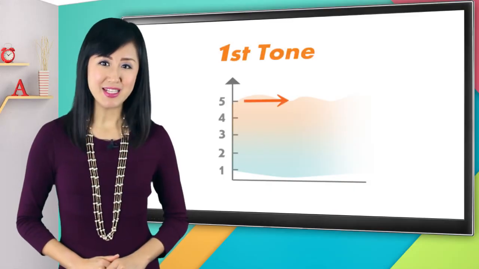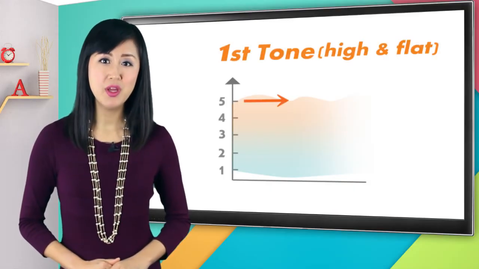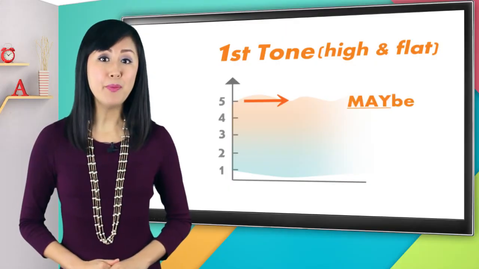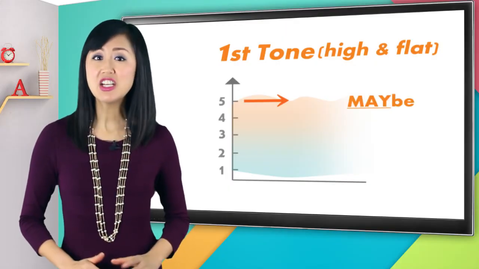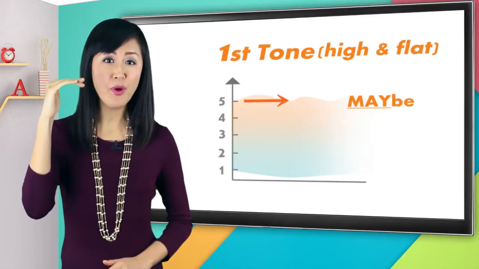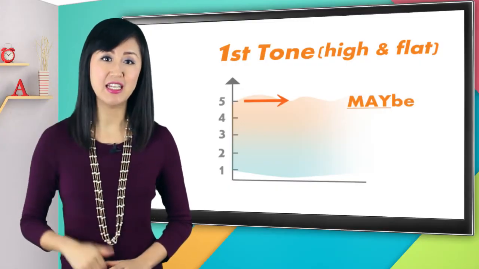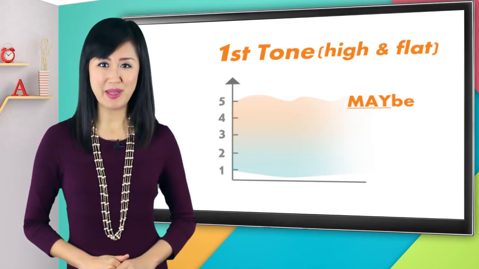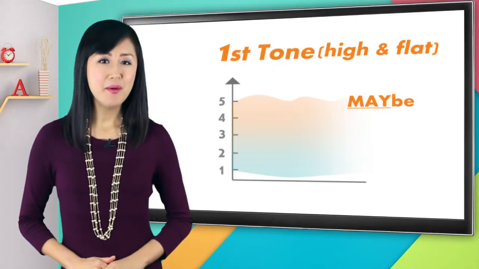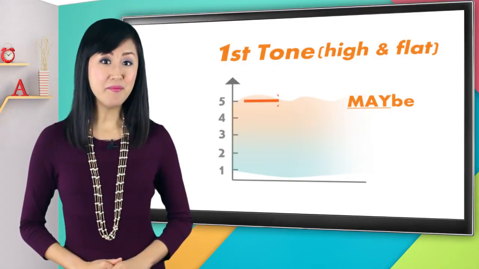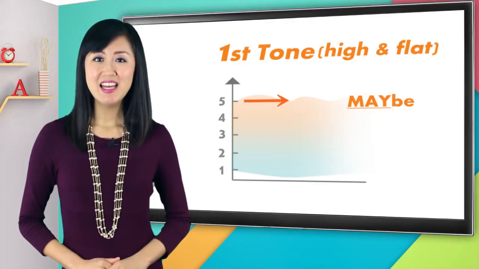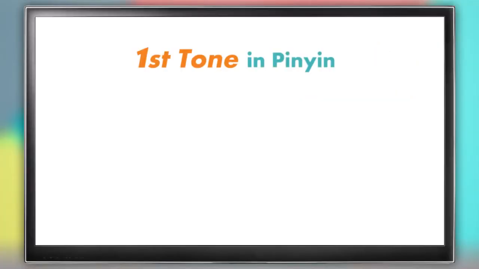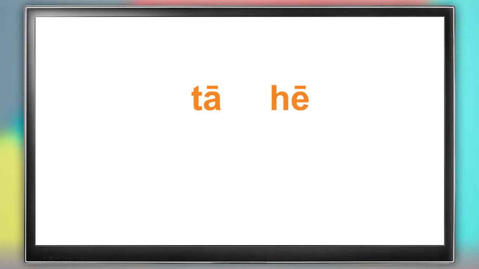First tone looks like this. It's a high and flat tone, pretty much exactly like the may part of the maybe. It doesn't go up or down. You just go to the high part of your voice range and hold it for a second. Maybe. Let's practice the first tone using the may part of maybe. Say it after me. May. May. Good. That's the first tone. In Pinyin, a first tone is represented by a flat line over a vowel, like in the syllables ta and he.